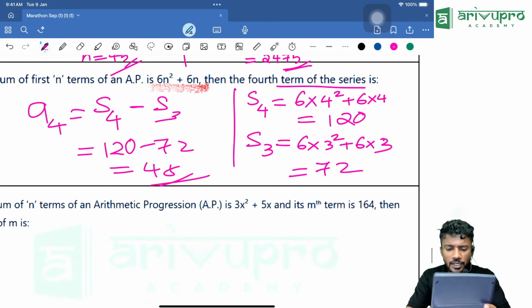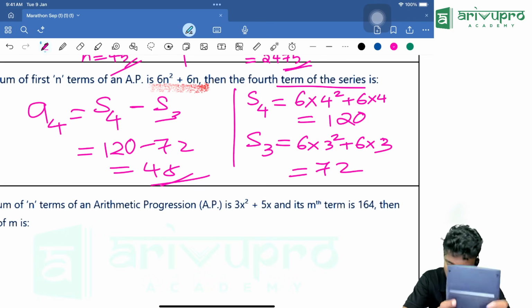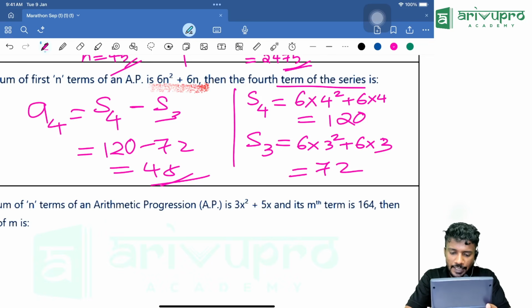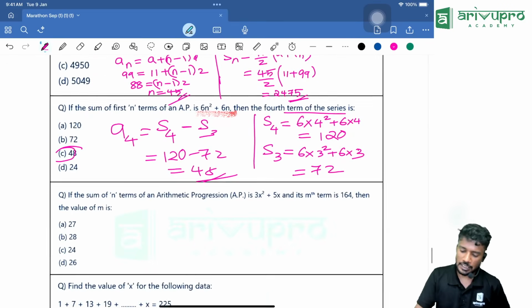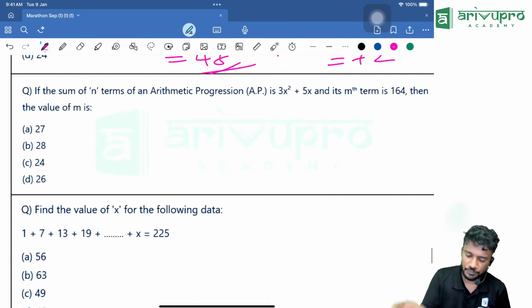Take your calculator. 6, then 4 square, right? 4 into equal to, then multiply it with 6, click M plus, then 6 into 4, click M plus, then S3 we are going to find. 3 into equal to into 6, click M minus, 6 into 3, how much? 18, then click M minus, then click MRC, you are getting the answer 48. Direct question. Now look at the next question.